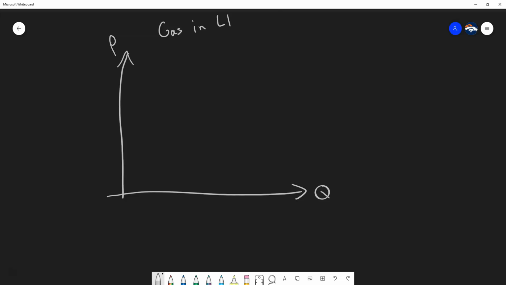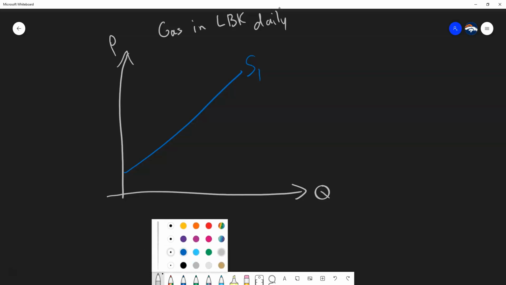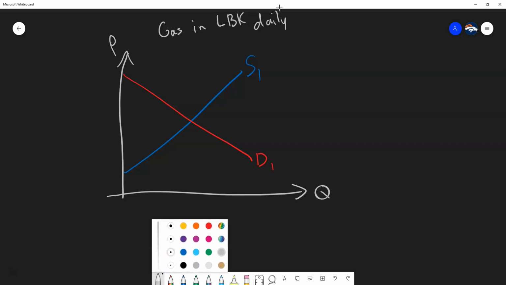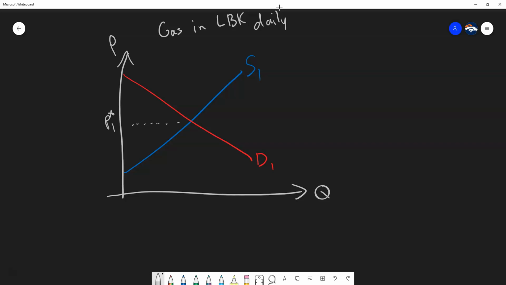All right, so let's draw that same thing again, but let's change it a little bit. Okay, so we've got price, we've got quantity, we've got gas, Lubbock, daily, and we've got our supply curve, which slopes up. Positive relationship between price and quantity supplied, S1. Demand slopes down. Negative relationship between price and quantity demanded. We've got our equilibrium price, P1 star, and our quantity, Q1 star.